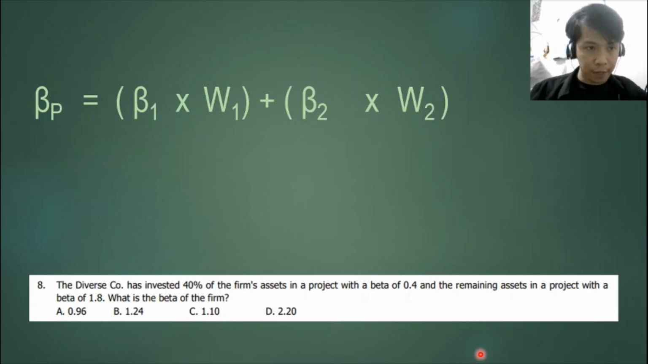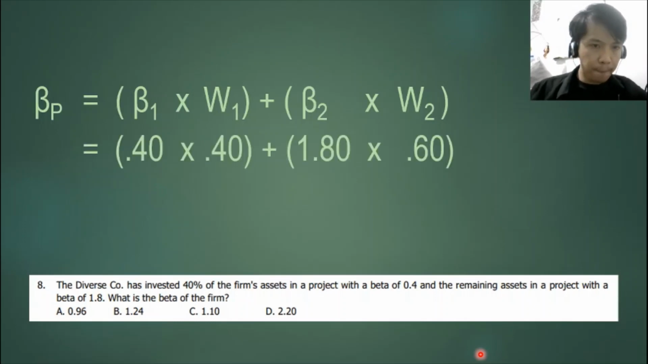The beta of the firm, which we can consider a portfolio, beta sub P, is equal to the beta of the first asset multiplied by its relative weight plus the beta of the rest of the assets, beta sub 2, times their relative weight. We would have the following: 0.4 times 40% plus 1.80, the remaining would be 60%. This would give you a portfolio beta of 1.24. So overall, the firm has a beta of 1.24.